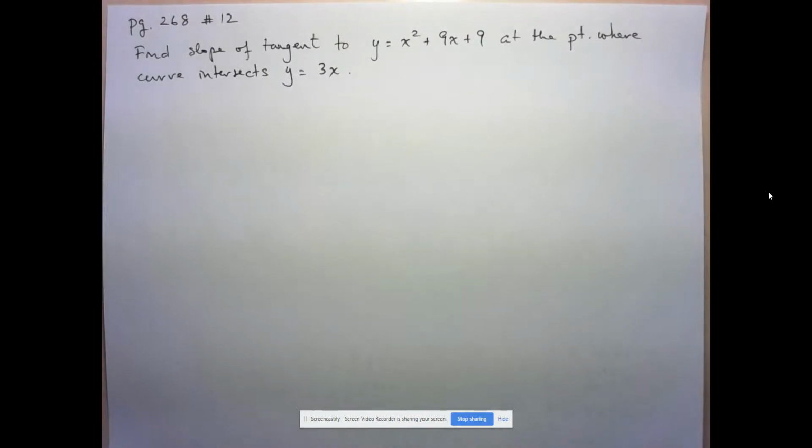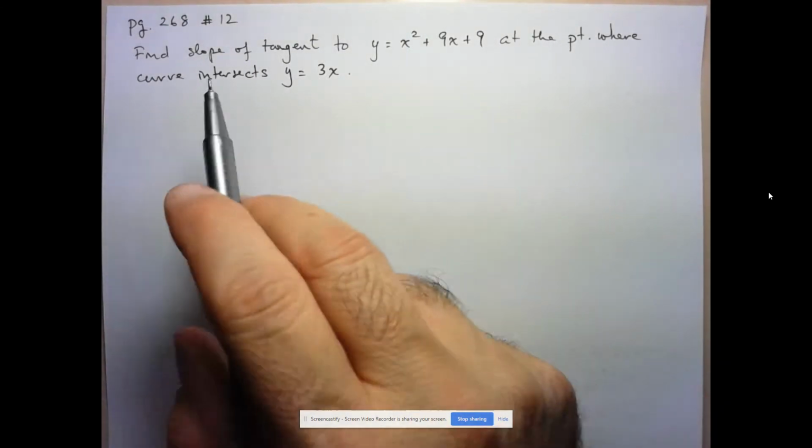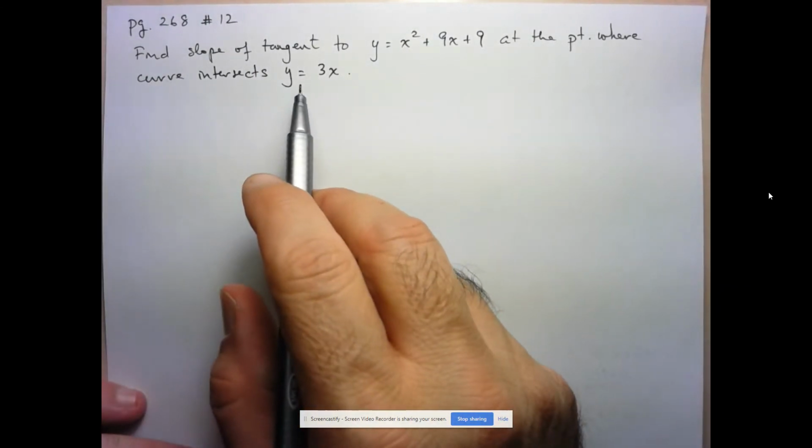Hi folks, we're going to take a look at number 12 on page 268. Here they want us to find the slope of the tangent to this curve at the point where the curve intersects the line y equals 3x.